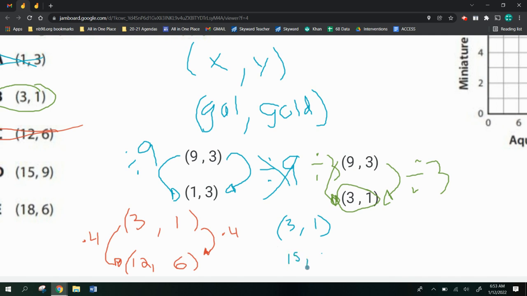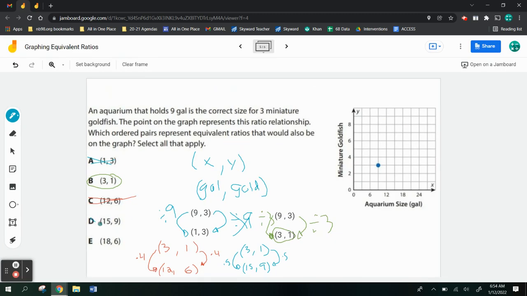All right, 3 comma 1, and then I'm comparing it as an equivalent to 5, 9. How do you go from 3 to 15? Times 5. 1 times 5, does that equal 9? That would be a big no. And last one.